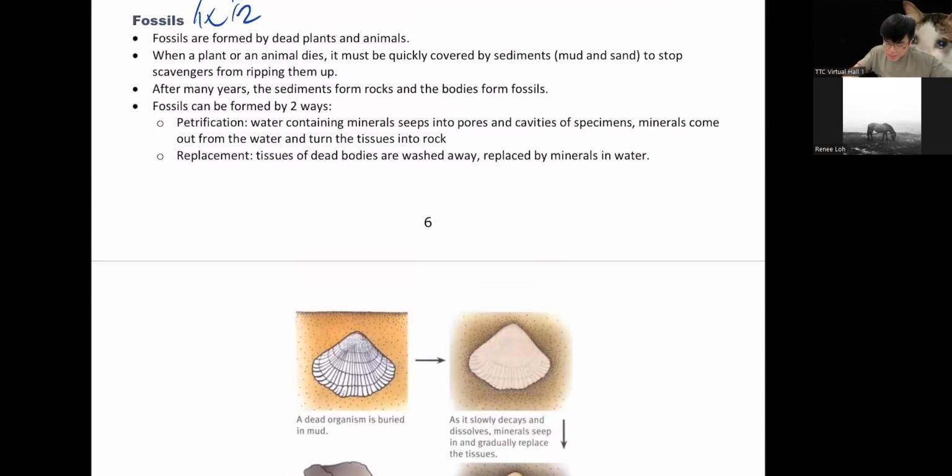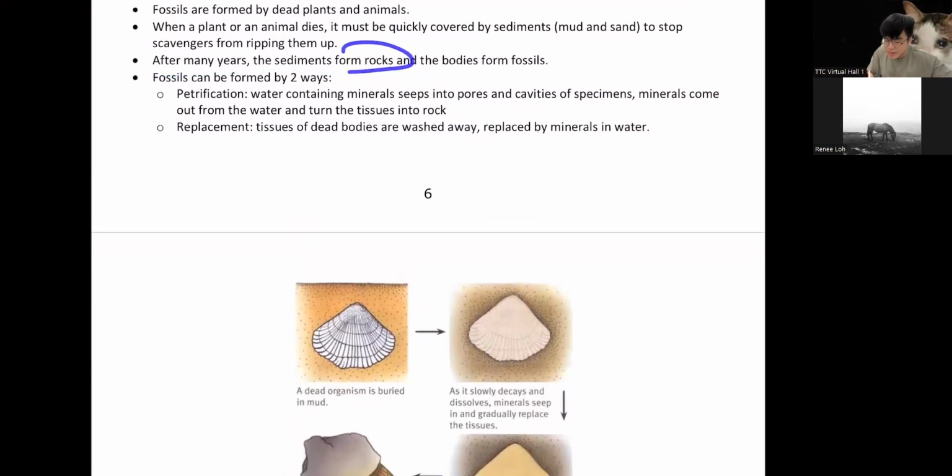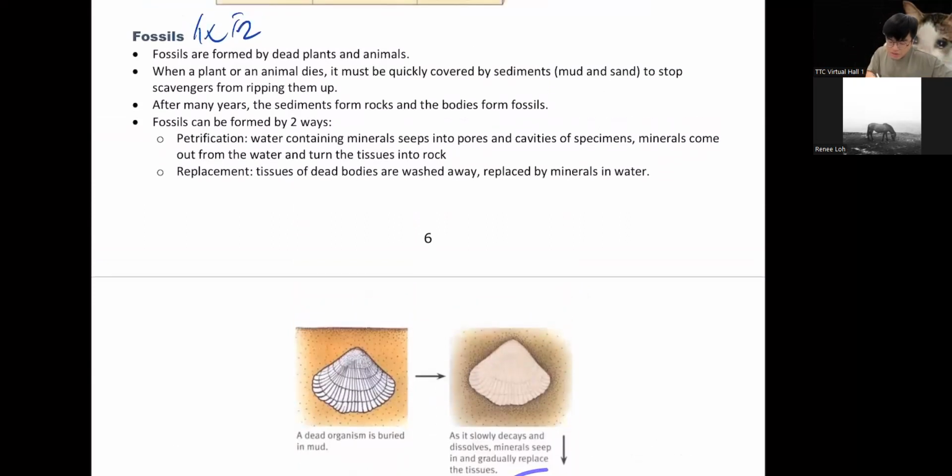Okay, so they're covered by sediments. After many years, the sediment form rocks and the bodies form fossil. So 它四周围的 mud 跟 sand 就会变成 rock, and then 那个 body 就会变 fossil there. Okay, then the minerals become rock in the shape of the organism. So 这个就是我的 fossil 咯，化石咯。So fossils can be formed by two different ways.